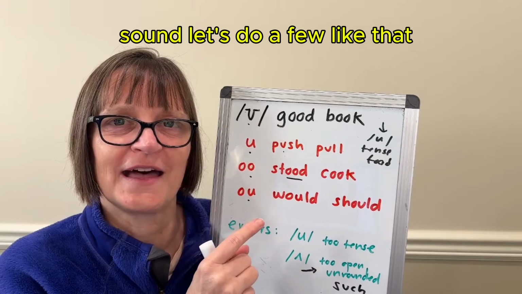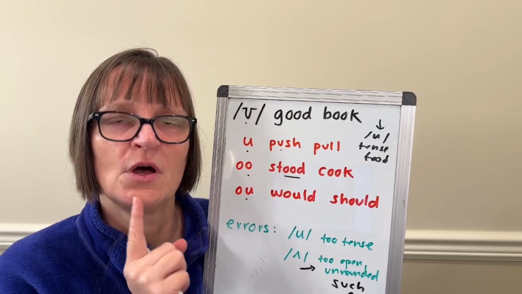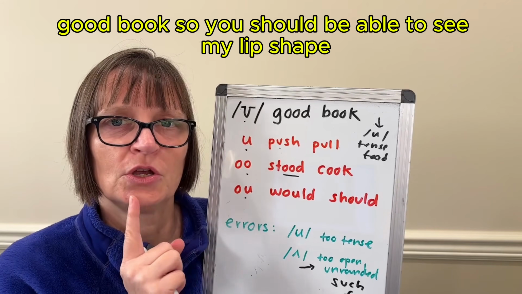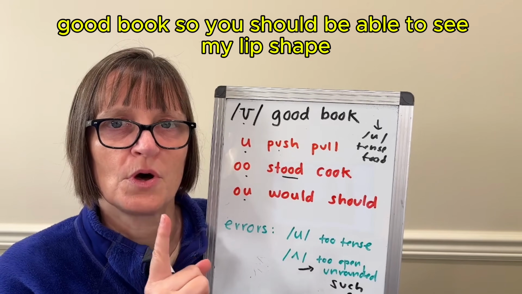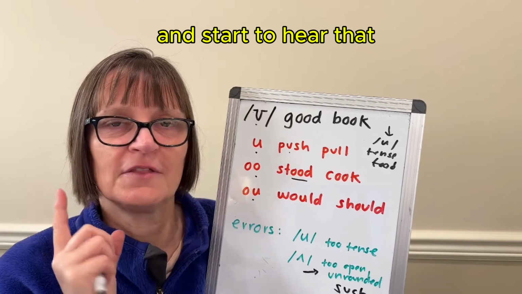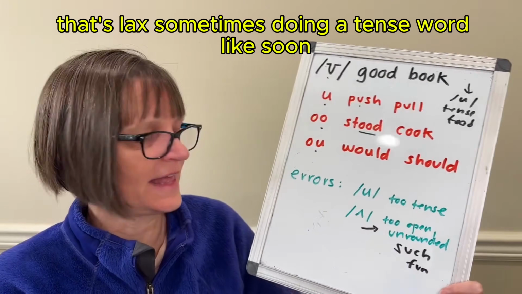Let's do a few like that. Try should cook, push and pull, good book. So you should be able to see my lip shape and start to hear that contrast between the oo that's tense and the that's lax.